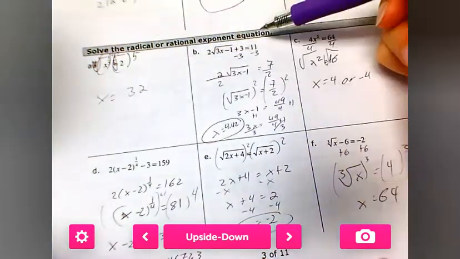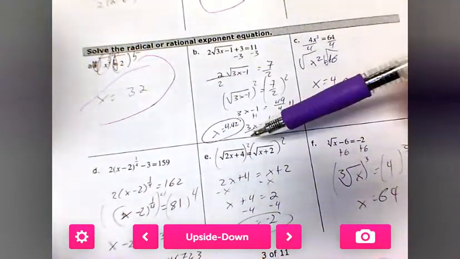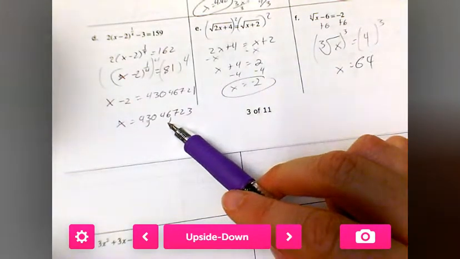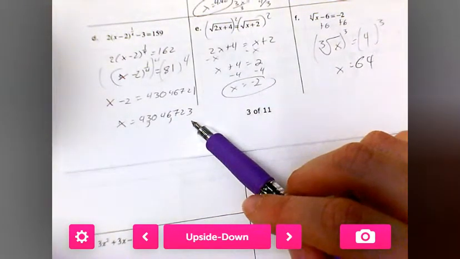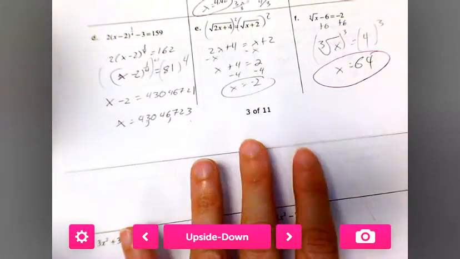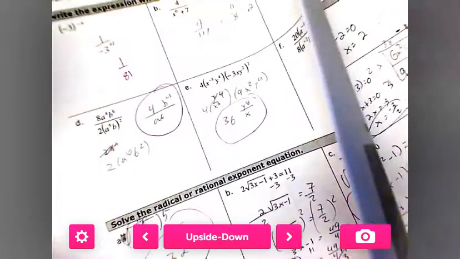For solving the radical or rational exponent equations: A, x equals 32. B is x equals 4.2. C is x equals 4 or negative 4. D is x equals 43,046,723. E is negative 2. And F is 64. Was there any on this page you would like me to go over? Anything in more detail? Okay, let's go ahead and move to the next page.